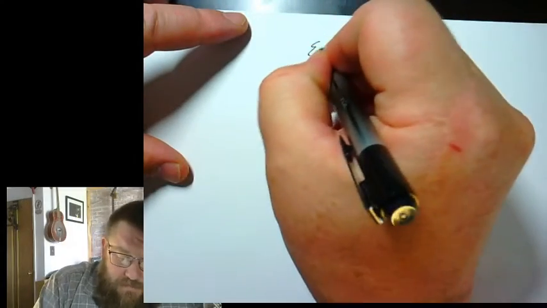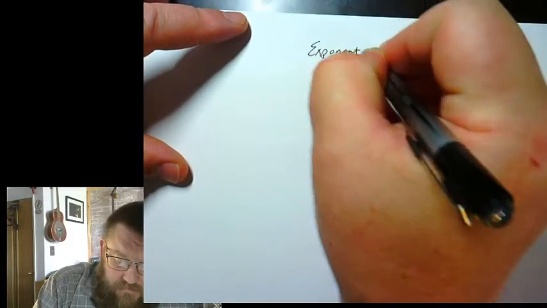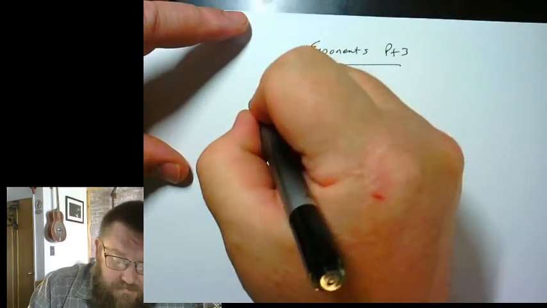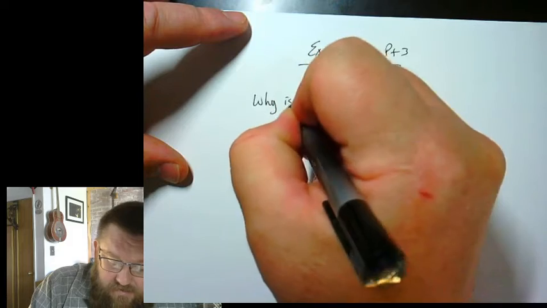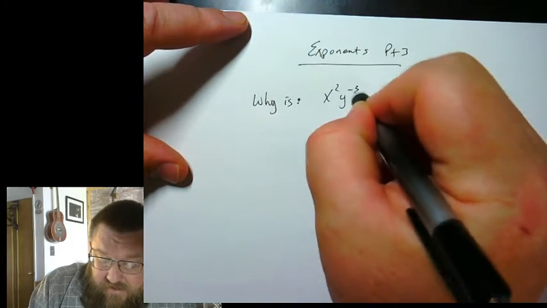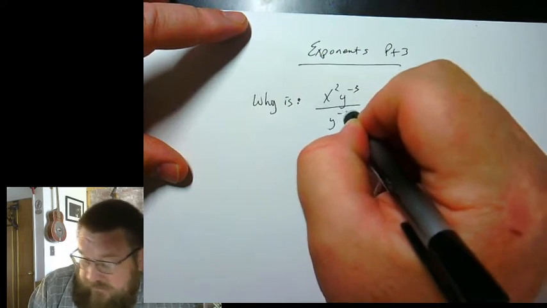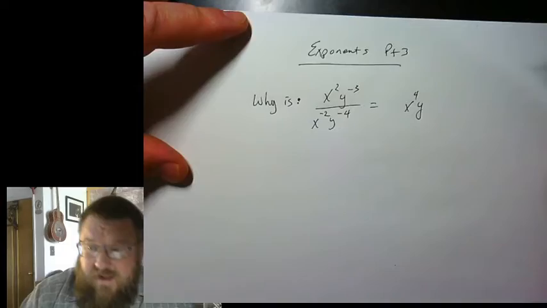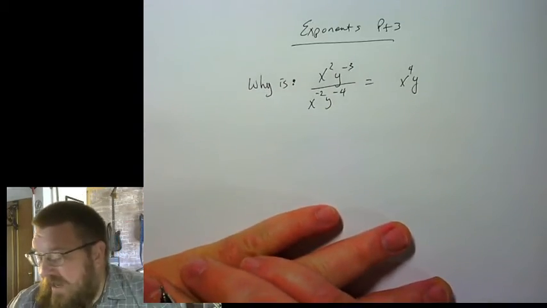All right, so let's get into it. Here's what we're going to be doing. We're going to be doing exponents part 3. And here's what I want you to understand: why is it that this ugly thing right here is equal to x to the fourth y? If you can understand that, you're good to go.